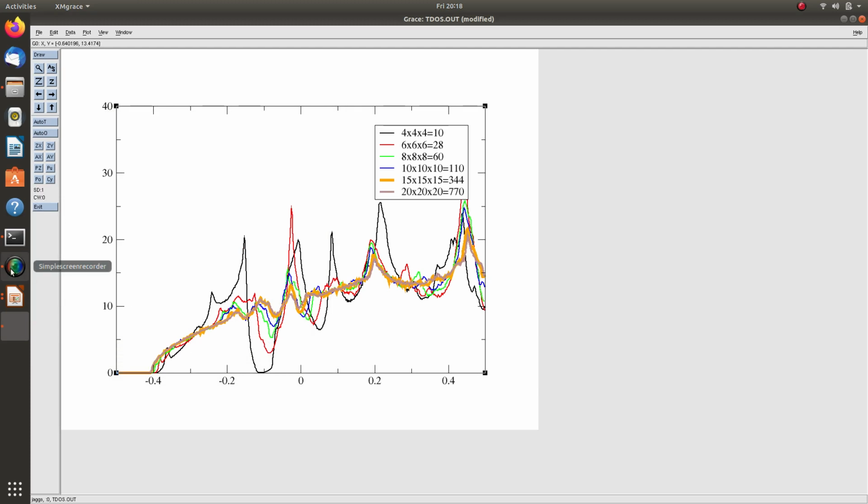So you try it for other materials as homework. You can try it for copper, you can try it for other metals only. First focus on metals, and then just try to see how we can check the convergence of the electronic density of states. So that's all.